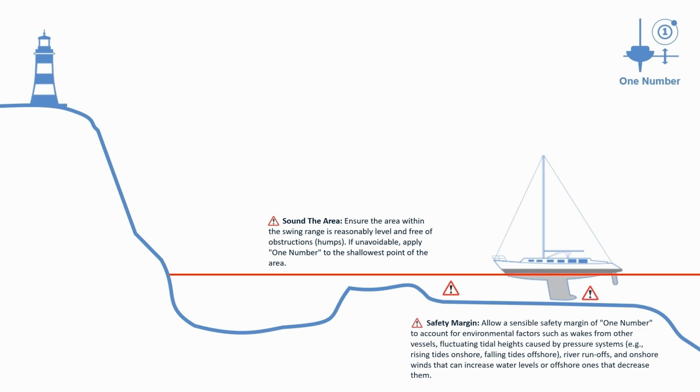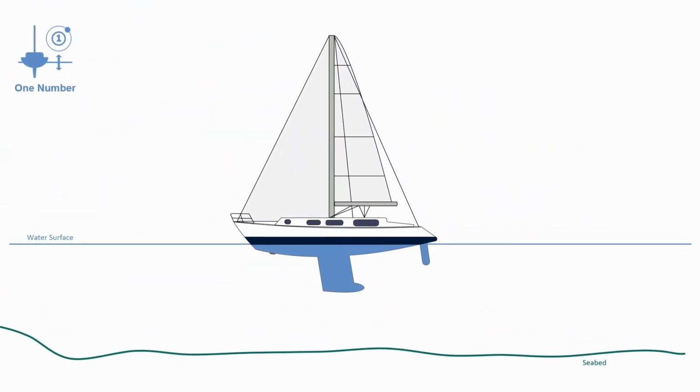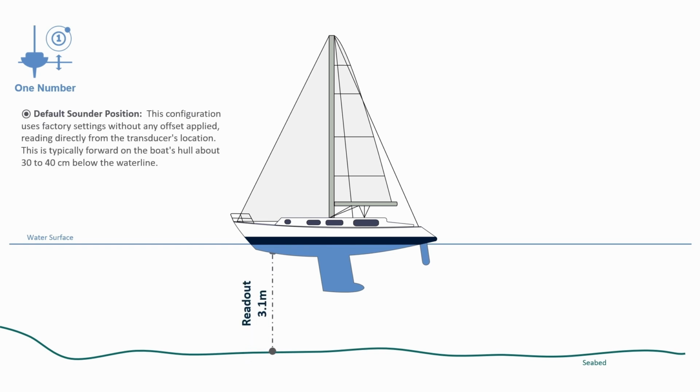Moreover, because the sounder is your central tool, it is important to understand how your depth sounder is calibrated when using our data. Let's take a moment to do so. There are three primary calibration methods. Depth sounder position. This configuration uses the factory settings without any offset applied, reading directly from the transducer's location. This is typically forward on the boat's hull, about 30 to 40 centimeters below the waterline.